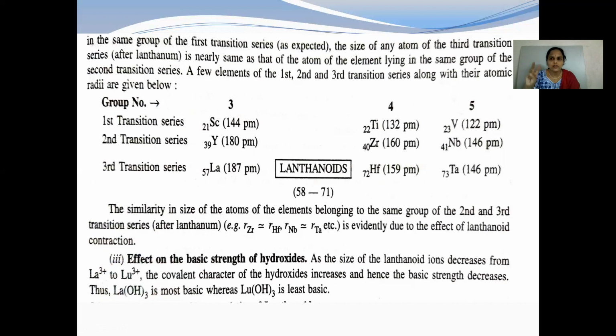So you will learn three things here. Define lanthanoid contraction. What are the causes of lanthanoid contraction? And the third one is the consequences of lanthanoid contraction. All the three are very important, and once it has come under 5 marks in your board examination. So you will prepare this well.